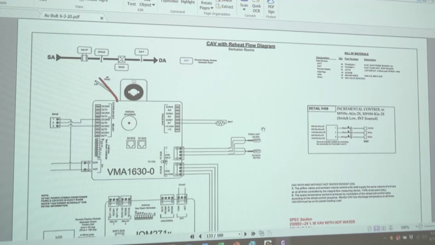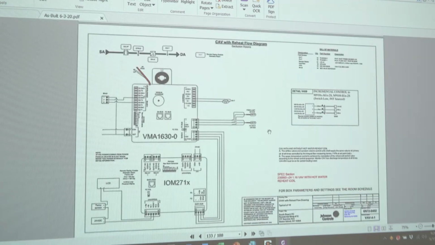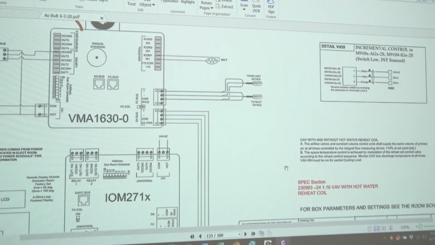There's also a handful of constant air volume units, approximately 12 of them. They operate basically under the same sequence, with the same components. You have a VMA controller and an expansion module. The airflow valves and constant volume control units shall supply the same volume of primary air at all times. The space temperature control is achieved by modulation of reheat coils, and they monitor the CAV discharge temperature at all times.